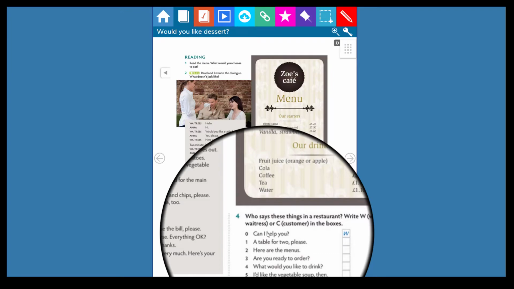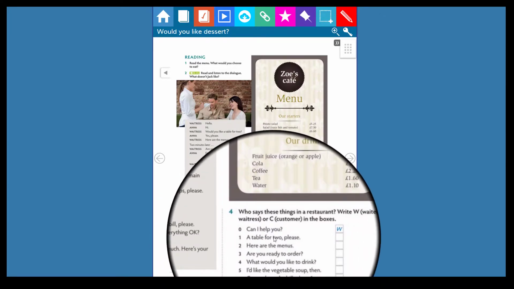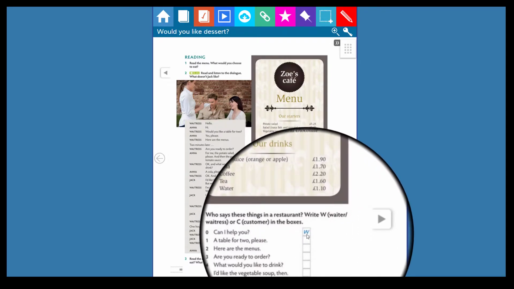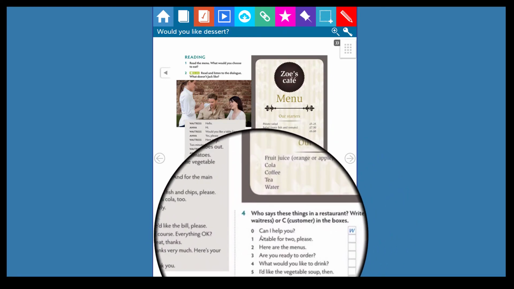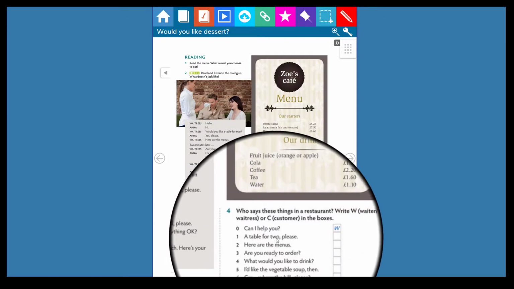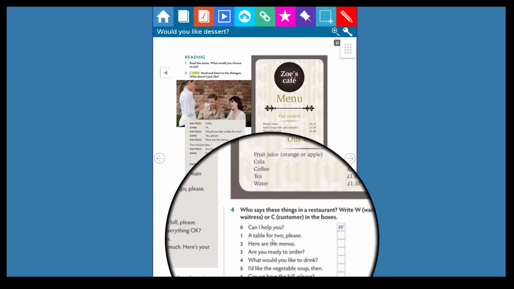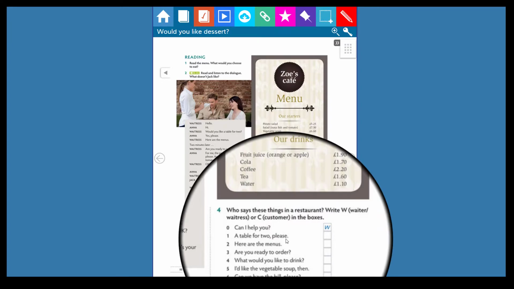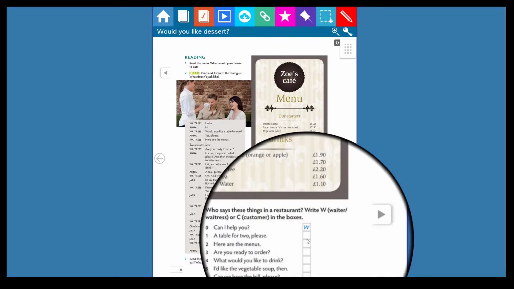Okay, so let's do the activity together. The example number 0 says, "Can I help you?" That question is W. The answer is W. La respuesta era W porque esa pregunta la hace el mesero o mesera. Can I help you? ¿Le puedo ayudar? Number 1. A table for 2, please. What do you think? Waiter or waitress or customer? The answer is a table for 2, customer, letter C, customer.